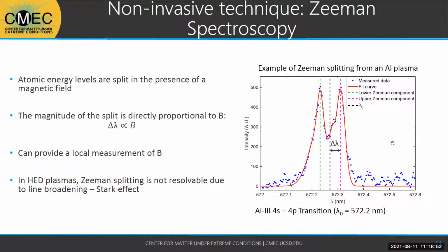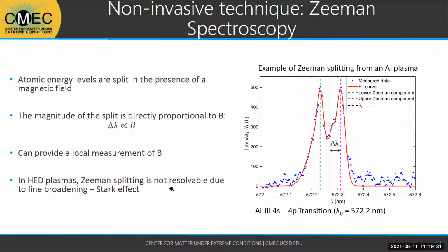This figure on the right is showing a direct Zeeman splitting measurement, where this black dotted line is where the line would be if there was no magnetic field. You can clearly see that you're getting two lines that are split there. The size of that split is directly proportional to the strength of the magnetic field. In this case, this was a local measurement because the emission was from a very small source, so we knew wherever the emission was, this is where we're measuring magnetic field. So this can be used to provide a local measurement of magnetic field.